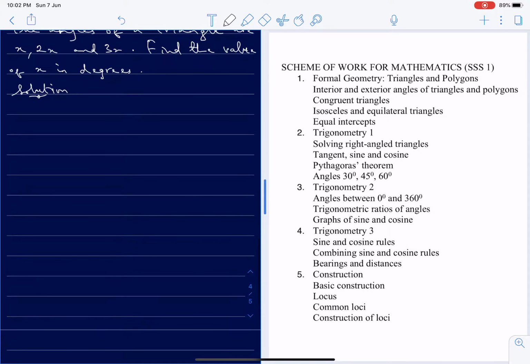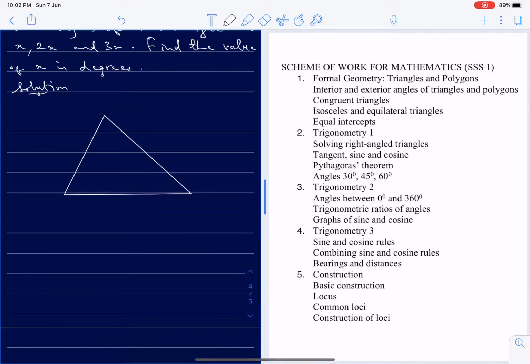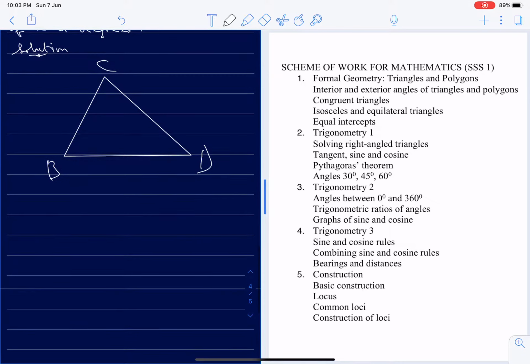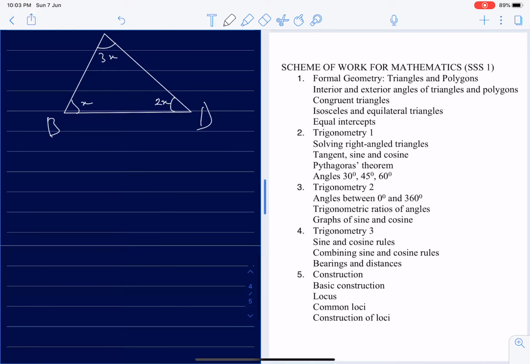Now, we can draw the triangle. Let's draw the triangle this way. Let me call it BCD this time. The angles inside it are x, 2x, and 3x. Now they said we should find the value of x.